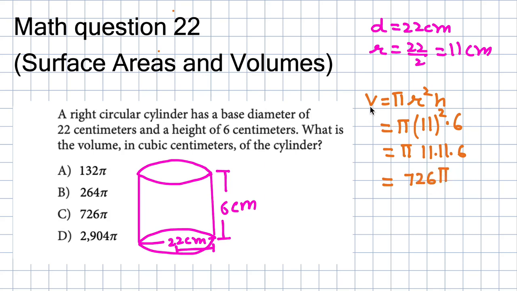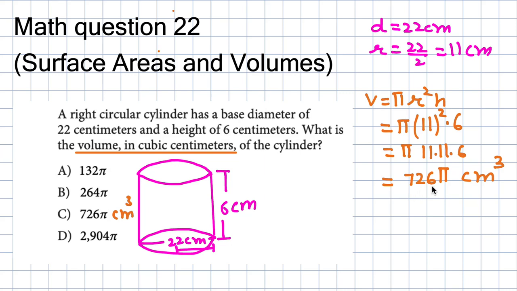Now because this is a volume, and volume is always in cubic units, and the measurements of the cylinder are given in centimeters, so unit of the volume is centimeter cube. Now it is already given in the question, volume in cubic centimeters. So that is why we are not writing centimeter cube over here, because it's given here itself.